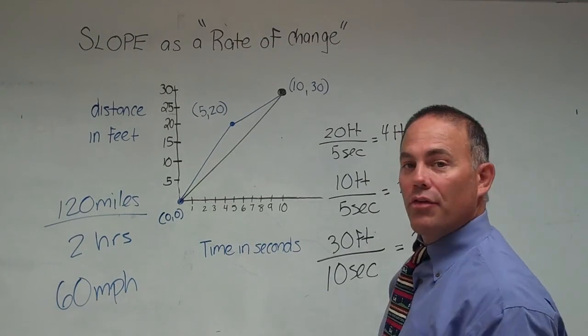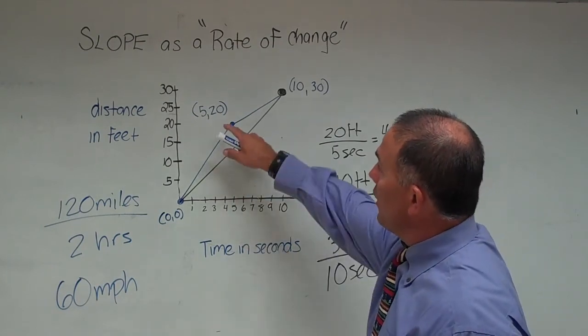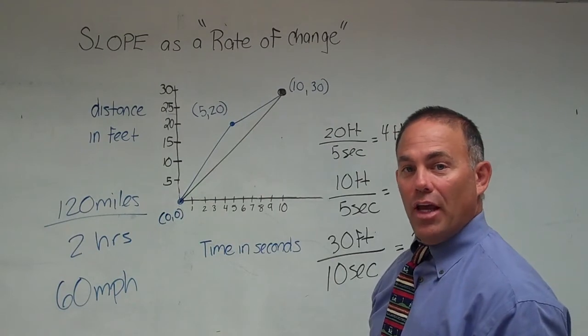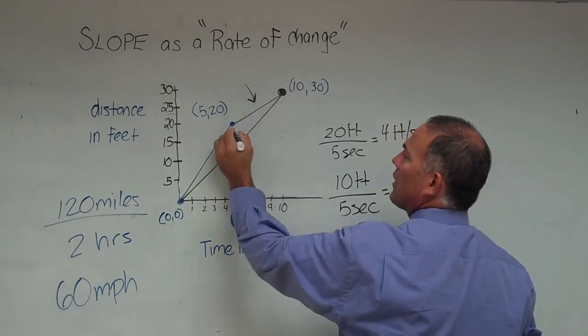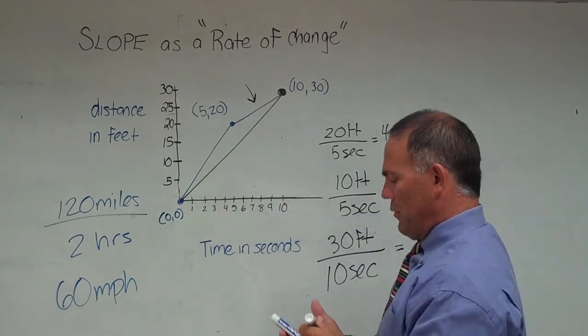Now, one thing I want you to take notice of here is that, again, slope can be looked at as a rate of change. Now, in this portion right here, I want to isolate this second path right here. I'm going to stop right there.